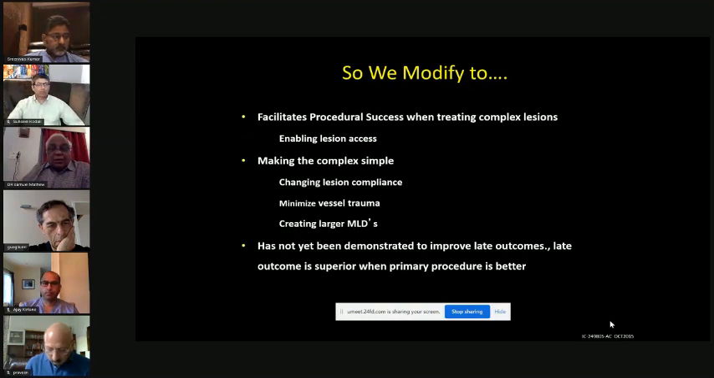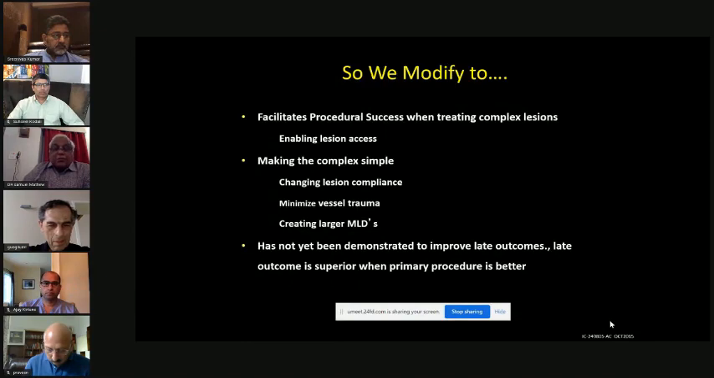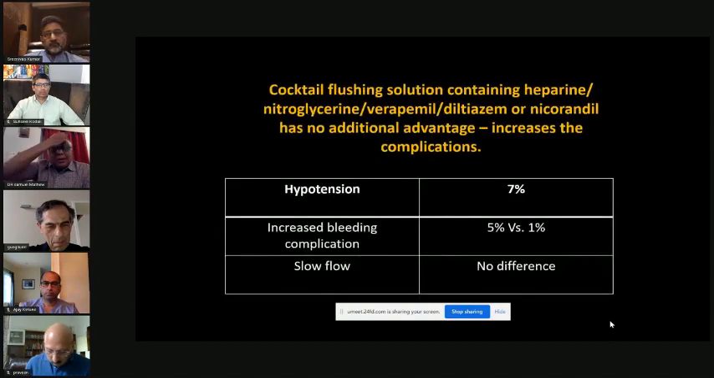But it has not been demonstrated to improve the late outcome. I want to emphasize this point. We are only improving the success rate and getting a better MLD, but we don't have enough data to confirm that late outcome is modified by this technology yet. Now, some points which I want to mention.